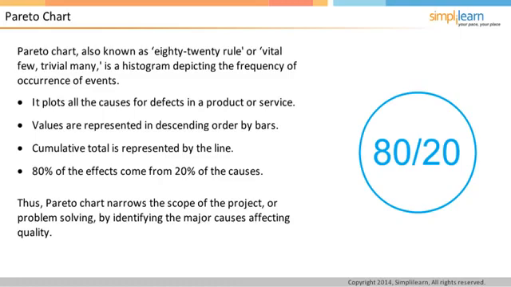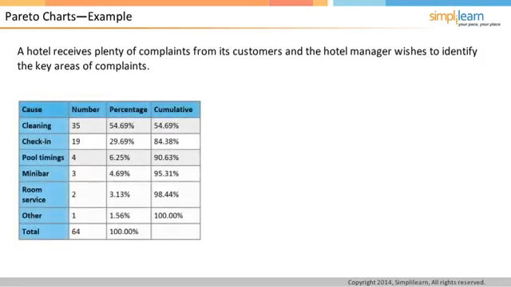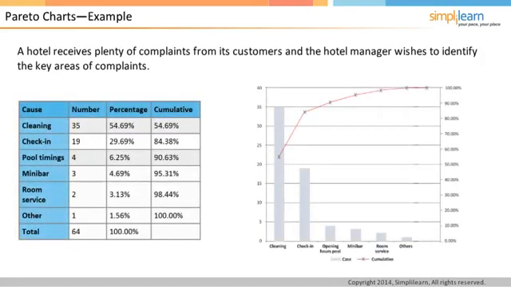A hotel receives plenty of complaints from its customers, and the hotel manager wishes to identify the key areas of complaints. Complaints were received in the following areas: cleaning, check-in, pool timings, minibar, room service, and miscellaneous. Cleaning and check-in can be noted as areas of concern, with 35 and 19 complaints respectively.